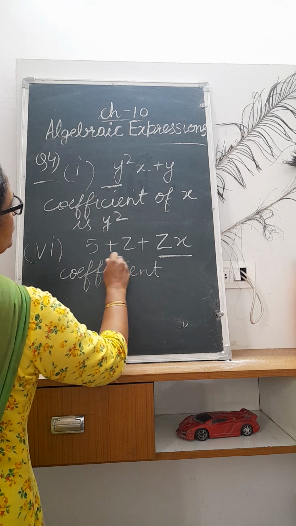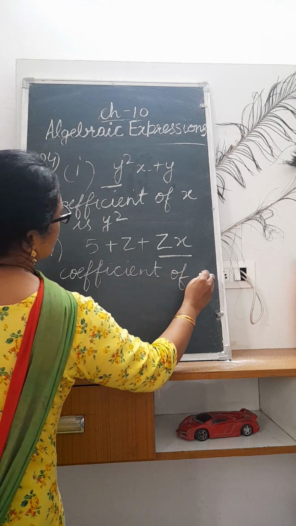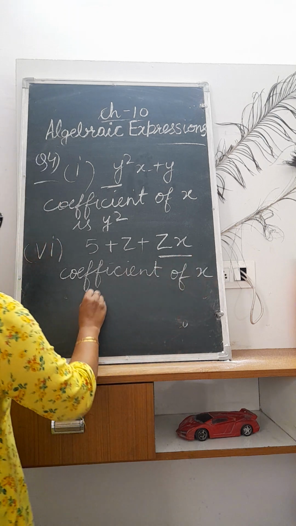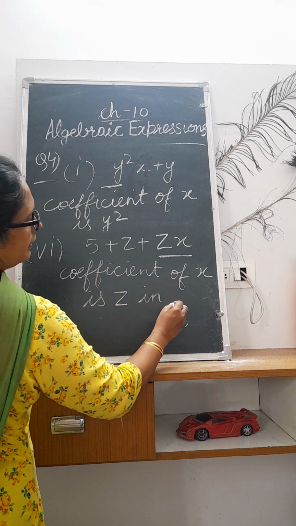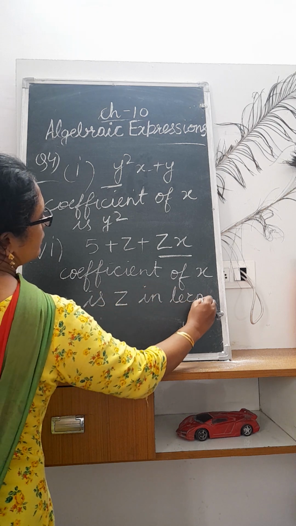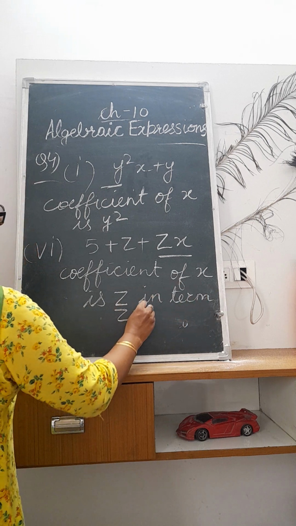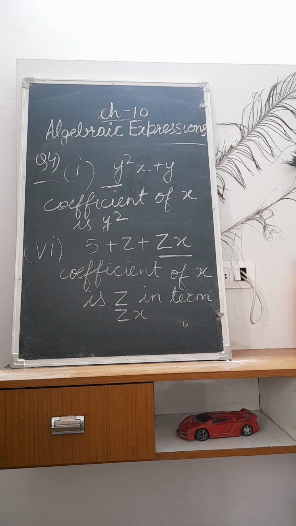So this way we can write: the coefficient of x is z. In which term? In term zx. In term zx, the coefficient of x is z. Now students, let us do the next part.